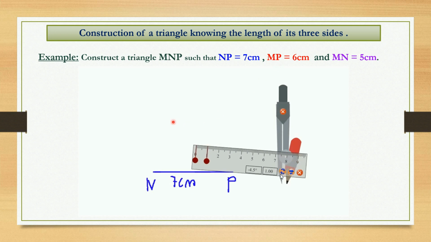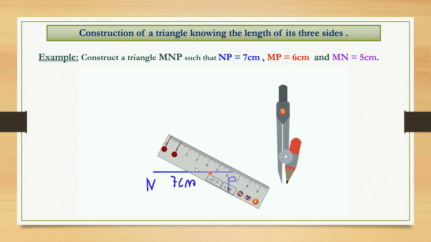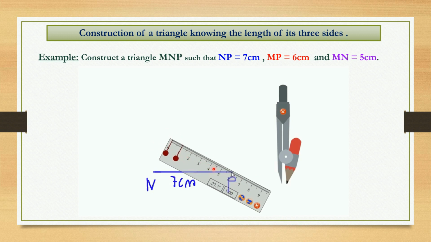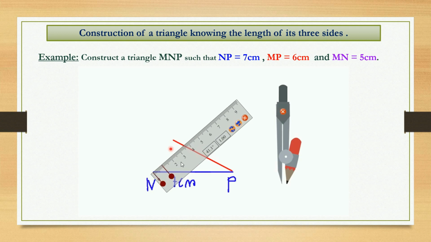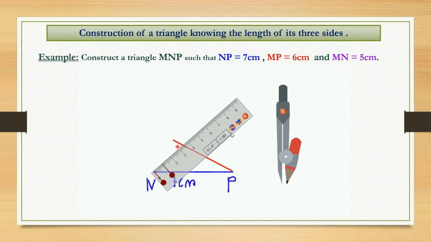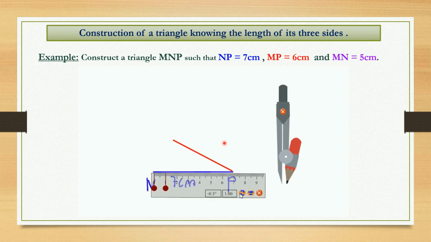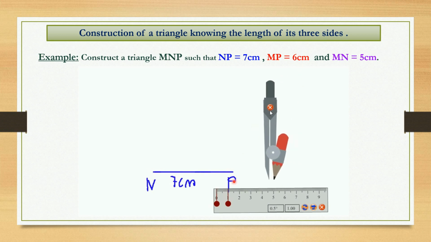I don't know where M is. If I bring my ruler and draw this side randomly, for example, let's draw a segment equal to 6 centimeters randomly. Do you think that MN will be equal to 5 centimeters? No, it's in fact 3.2 centimeters. No, it's wrong, because I don't know what's the angle between PN and PM.